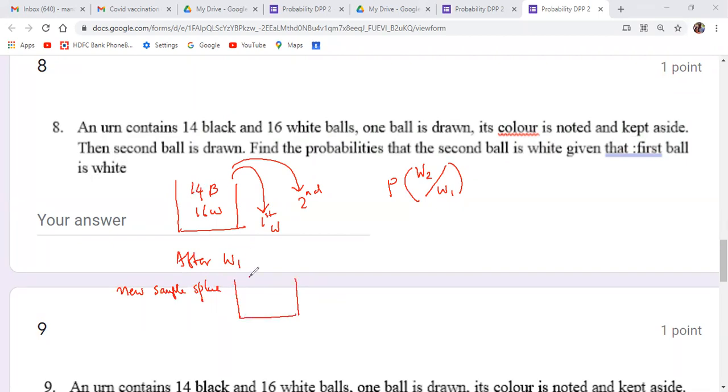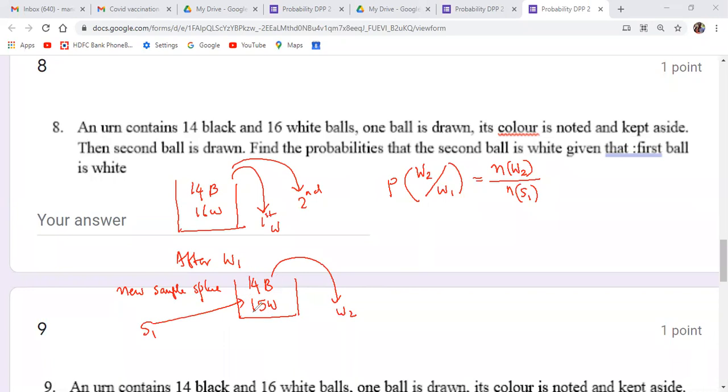So 16 white were there, out of that one white has gone, so 15 white. Now what is the chance of getting W2? It should be 15 by 30, sir. So I am going to use this way, n of W2 upon n of S1. What does S1 mean? This is S1. This is my new sample space.